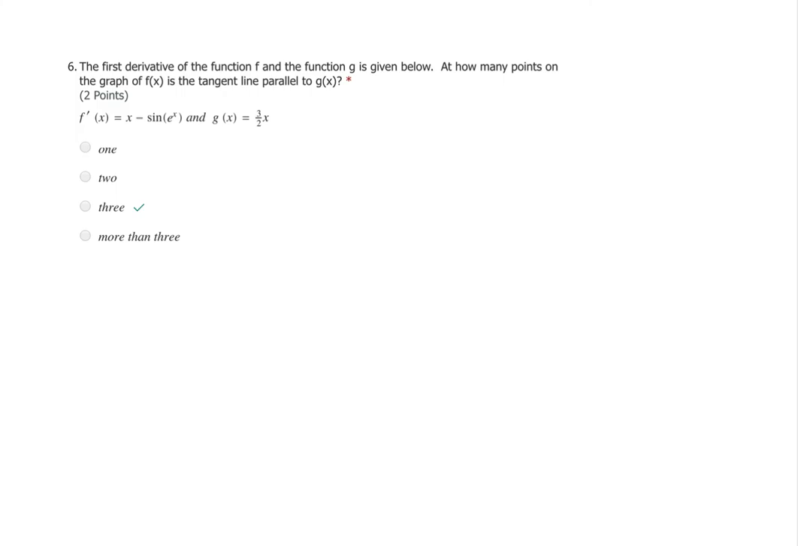Last one is number 6. The first derivative of the function f and the function g is given below. How many points on the graph of f of x is a tangent line parallel to g of x?